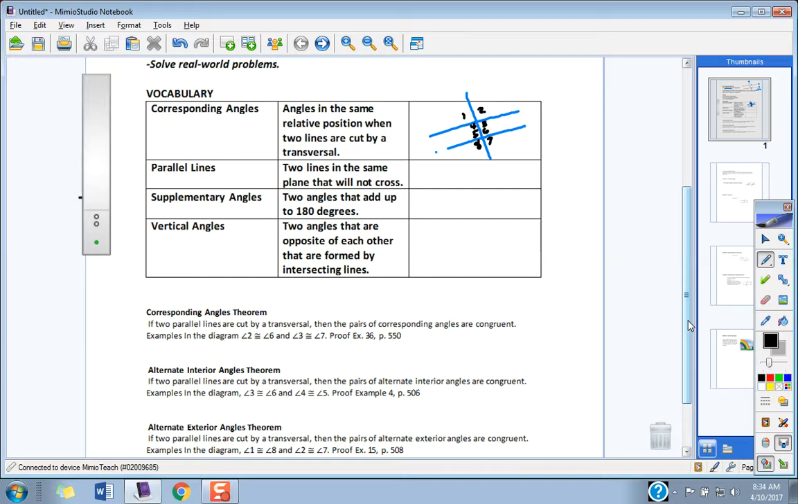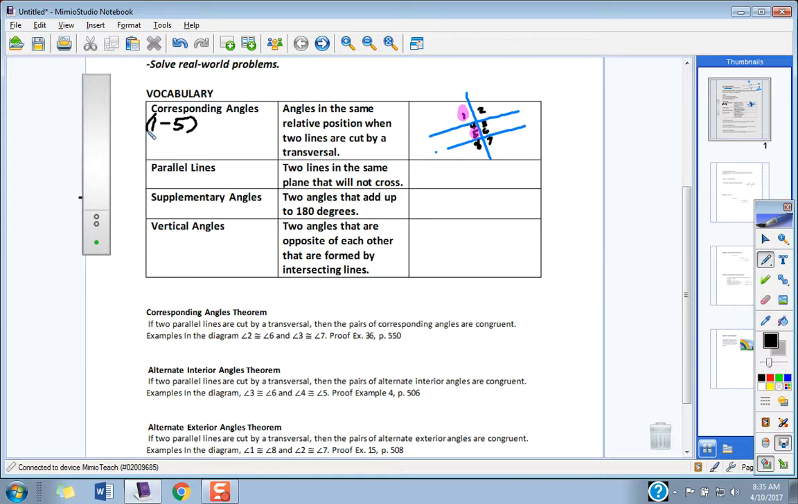1 and 7? Careful. Slide this cluster down and see where it would fall. 1 and 5, yeah, there you go. 1 and 5 would correspond to each other. So we'll want to make sure that we remember what corresponding angles are. It says angles in the same relative position when two lines are cut by a transversal. So 1 and 5 is a pair.